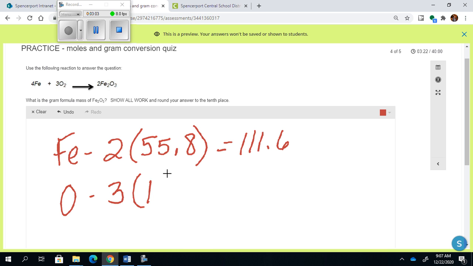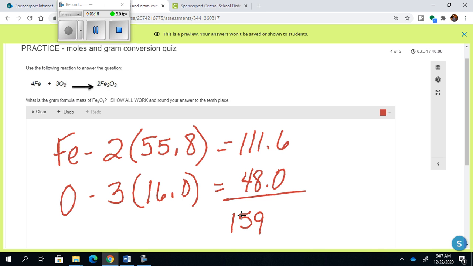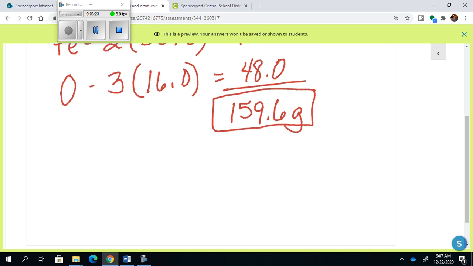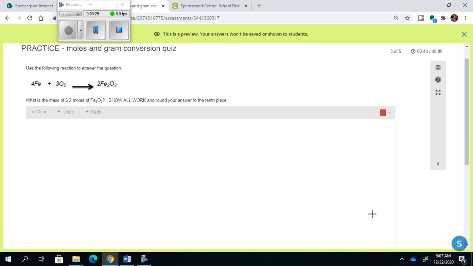And then oxygen, I look up and that's 16.0. 3 times 16 is 48.0. And then I just add these together. Gram formula mass is the sum of the mass of all the atoms, so you add everything up. So the gram formula mass would be 159.6. Now I can go back to that last problem. And I'm just going to remind myself here, gram formula mass is 159.6 grams.